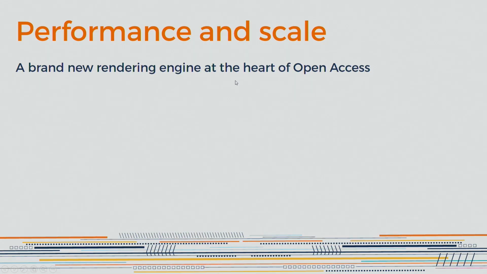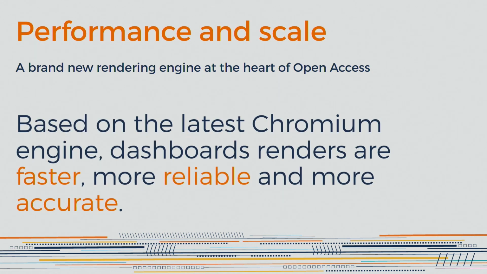All right, so that was the first demo. The second area, and I'll come back to that same dashboard in just a second, that we've really looked at with 3.2 is open access. So in 3.2, open access has a brand new rendering engine at its heart. It's based on the latest Chromium release. And dashboards now are rendered faster, more reliably, and more accurately with this new open access engine.